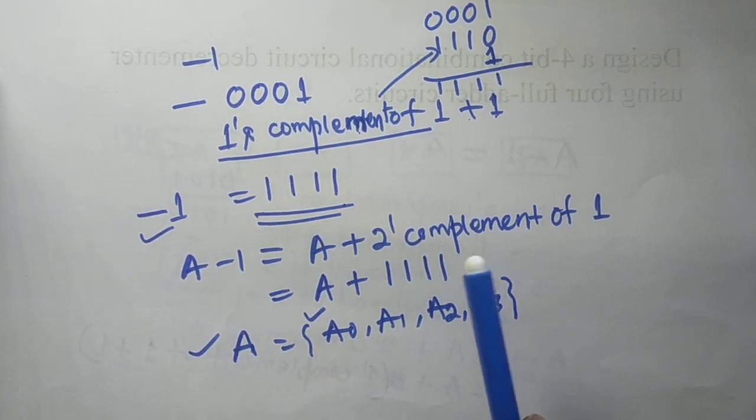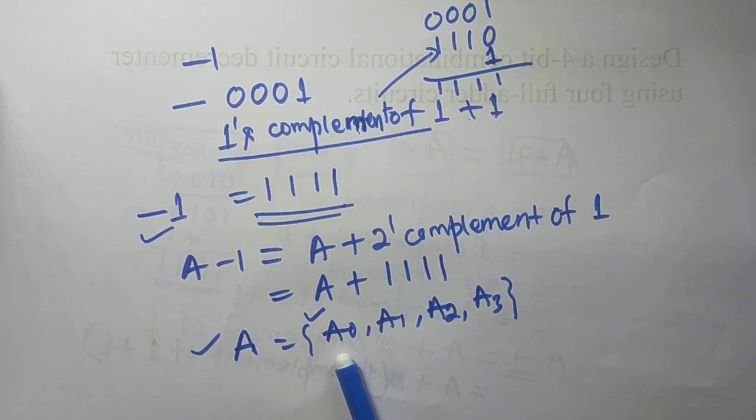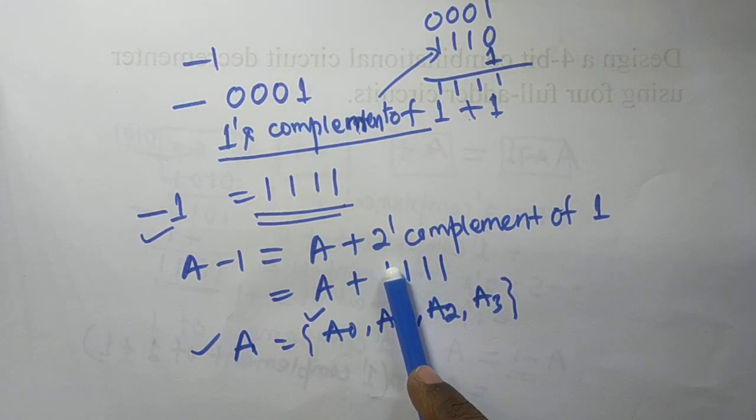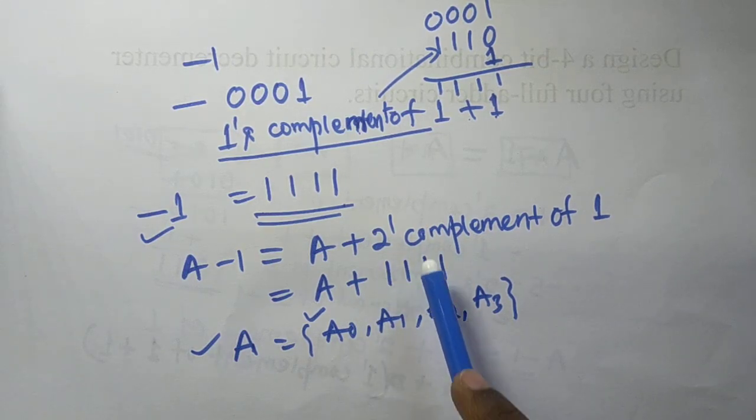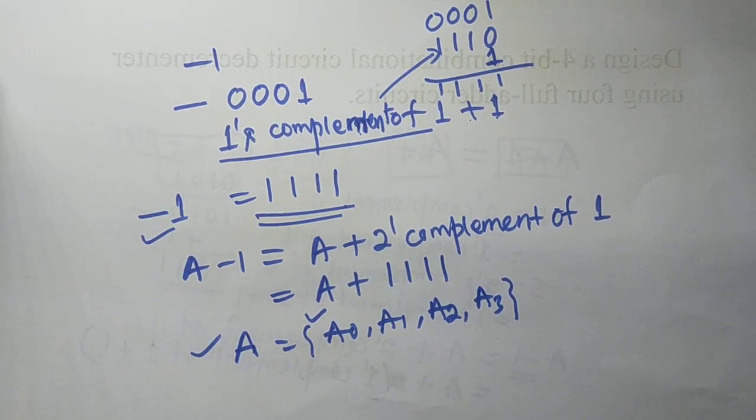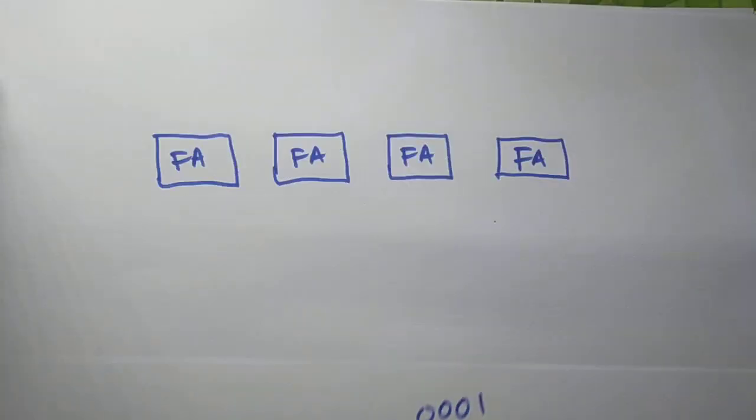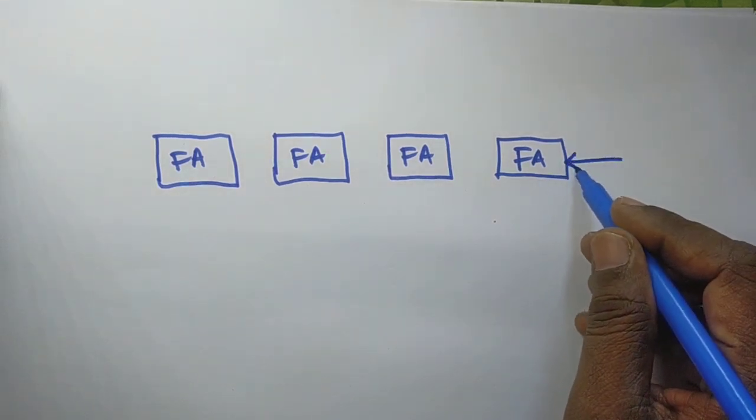Based on that, one input is considered from A0, another input is considered from minus 1, that's 1. A1 and 1, A2 and 1, A3 and 1. Like this we will consider. Okay. Now see how it will be designed. Very simple way. I will show you this.